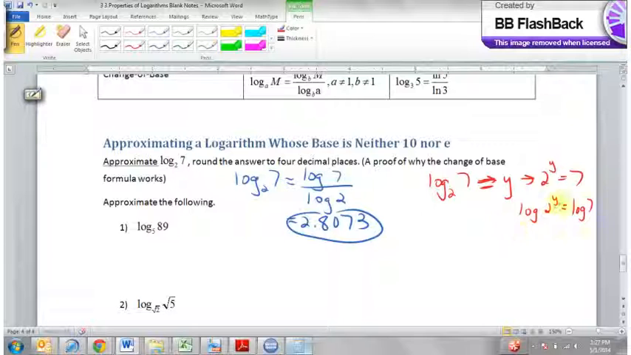And no, I'm not going to ask you to redo this proof, but for those of you that are interested in what's going on, bring the y out front. Divide both sides by log of 2. See, look at that. That's what we just did. Log of 7 over log of 2, that's the same thing as log base 2 of 7.